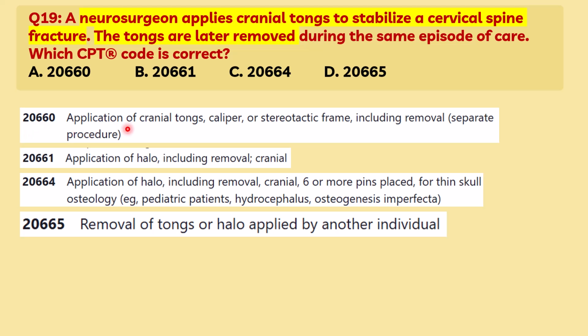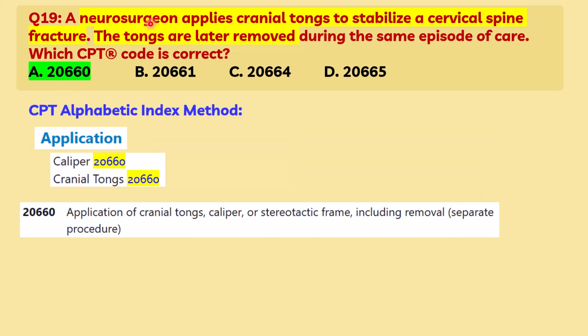20660 says application of cranial tongs, caliper or stereotactic frame including removal, separate procedure. 20661 says application of halo including removal, cranial. So those are not possible. It is straightforward. The correct answer will be answer A. If you want to find the answer using the CPT alphabetic index, here the procedure is the application. So search for the main index term application, then go for the subterm cranial tongs. It will lead you to the code 20660. Again come back to the tabular list and confirm the answer. Once you confirm, the correct answer will be answer A.